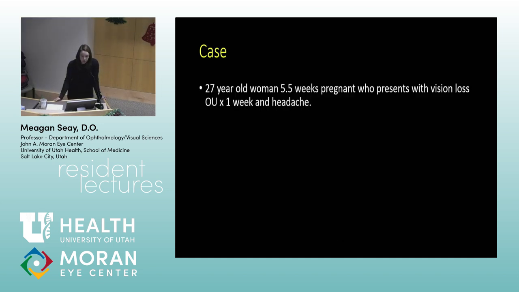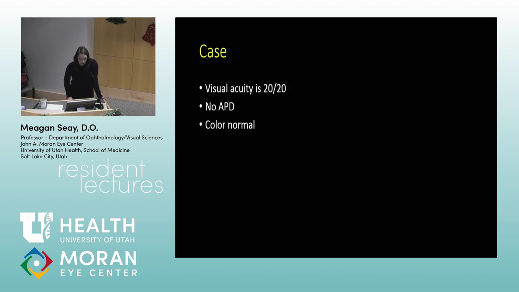So here's the case: a 27-year-old woman, 5.5 weeks pregnant, came with vision loss in both eyes and a headache times one week. Acuity is 20/20, she had no APD, normal color vision. So what are you going to do, send her home? Because you're concerned about? PRES or SCS. What are those things?